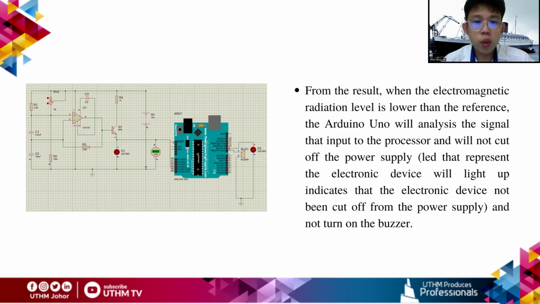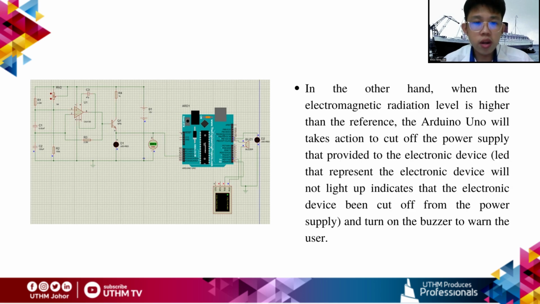From the result, when the electromagnetic radiation level is lower than the reference, the Arduino Uno will analyze the signal input to the processor and will not cut off the power supply. The LED that represents the electronic device will light up, indicating that the electronic device is not being cut off from the power supply, and the buzzer will not turn on.